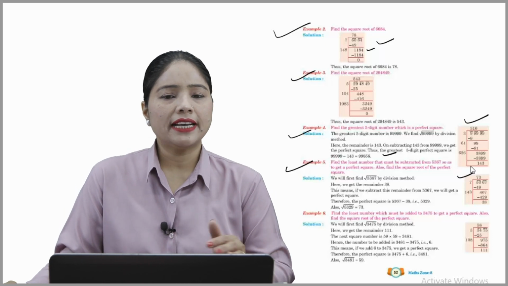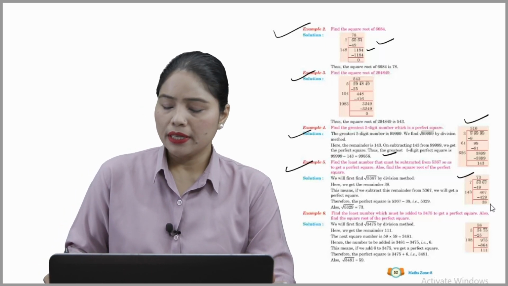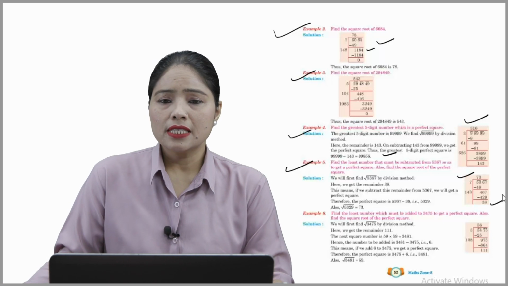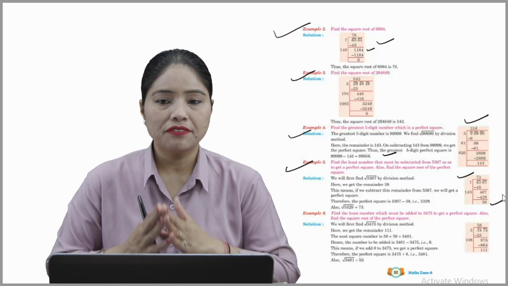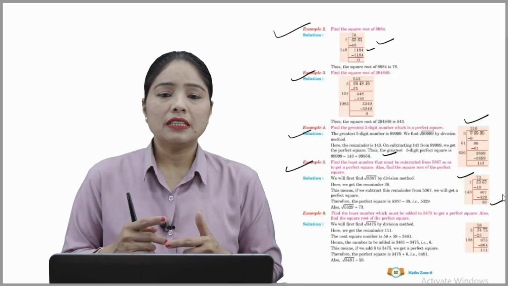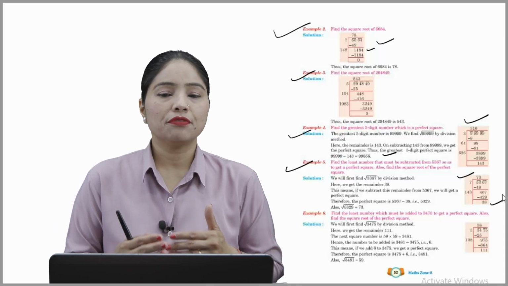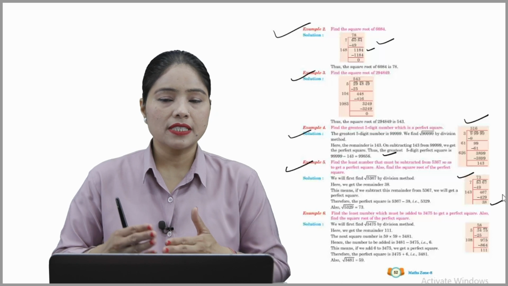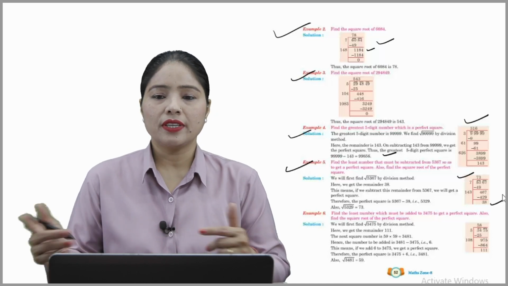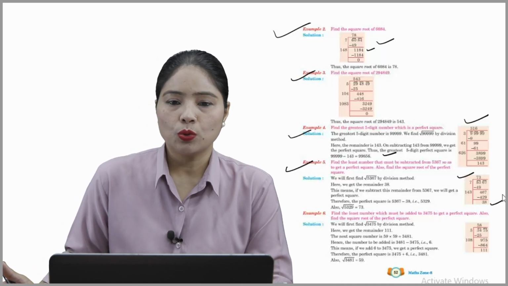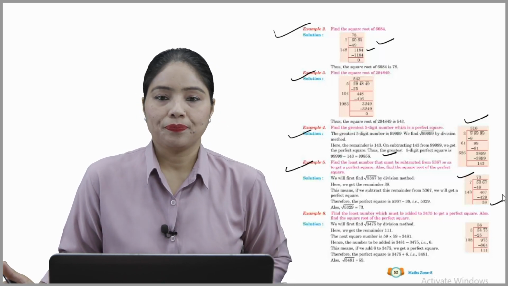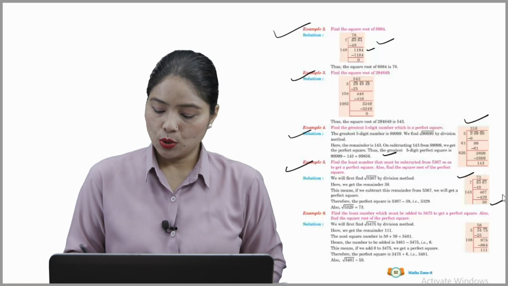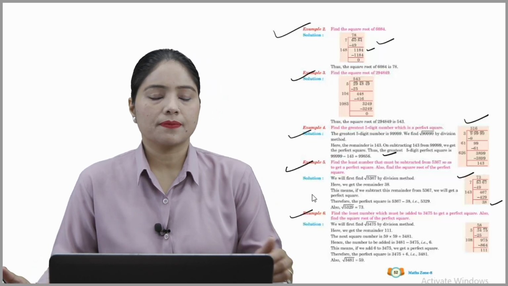After that, here we get the remainder 38. This means if we subtract this remainder from 5367, we will get a perfect square. Therefore, the perfect square is 5367 minus 38, that means 5329, and this is the square of 73. Hope you understood well. So now example 6.